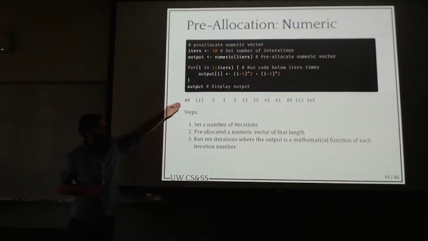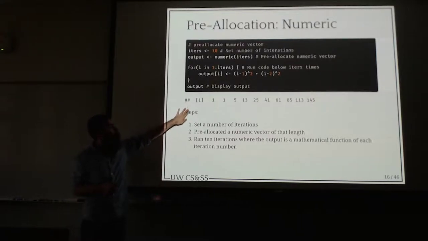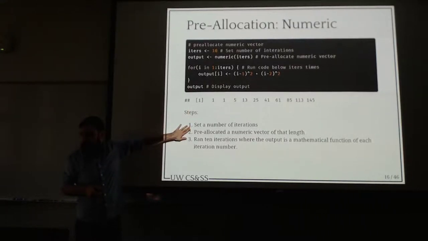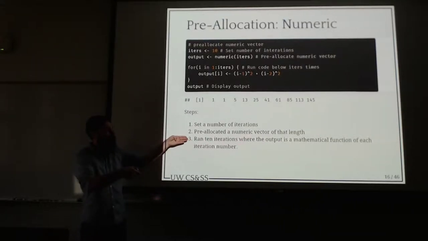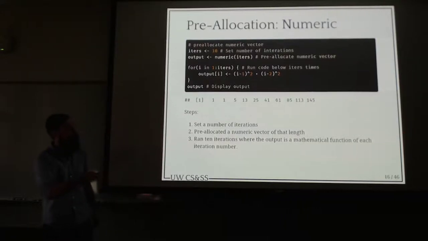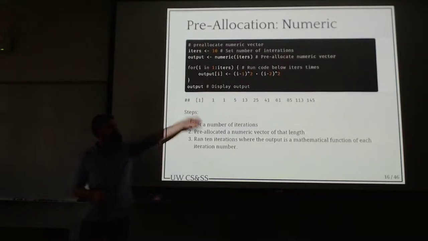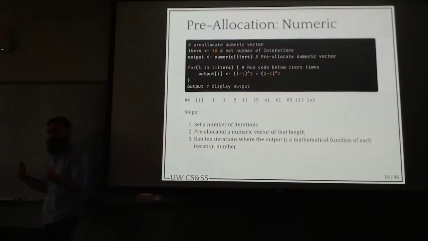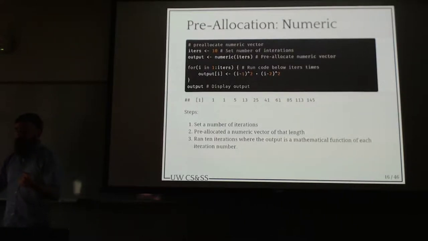So what we've done here, and this is a common thing you'll do with any kind of loop of this general structure, you will figure out how many iterations you want to run. You will pre-allocate some vector of the appropriate length, one element for every iteration you're going to run, and then run the iterations where the output is some output of a function. In this case, we did 10 iterations where the output is a mathematical function of each iteration number. And this was our output. Does that make sense how I'm doing that? It makes sense what output is as an object and how I created it.